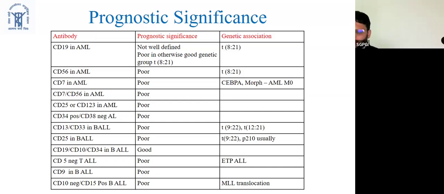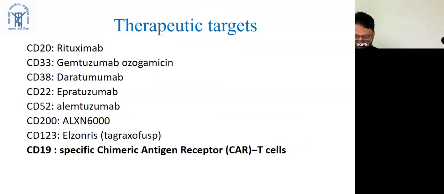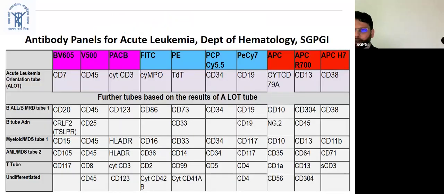Fine. These are some of the therapeutic targets. And then what in our lab we do, we don't know initially when the sample comes to you, you don't know whether this is B-ALL, myeloid or something. If you see or not, then it's a separate story. Otherwise, you run this tube.